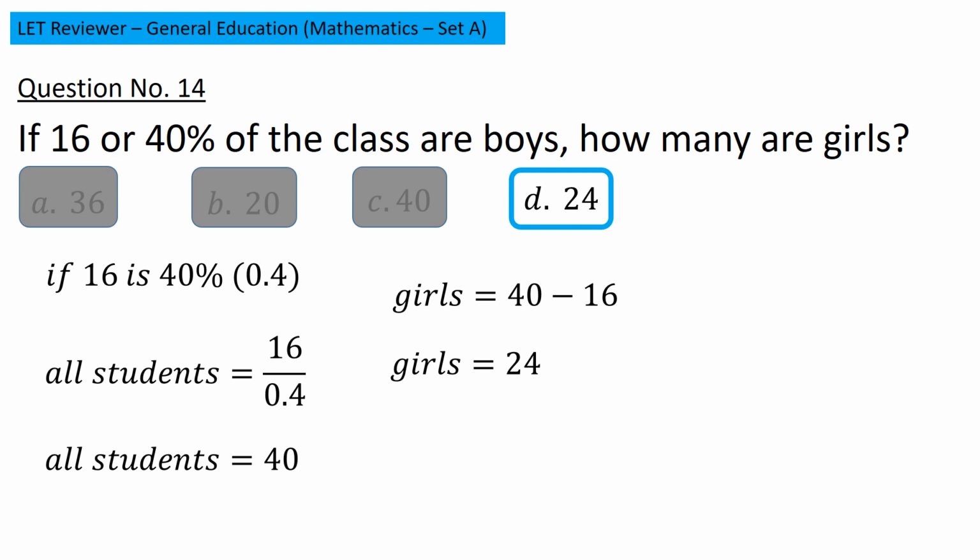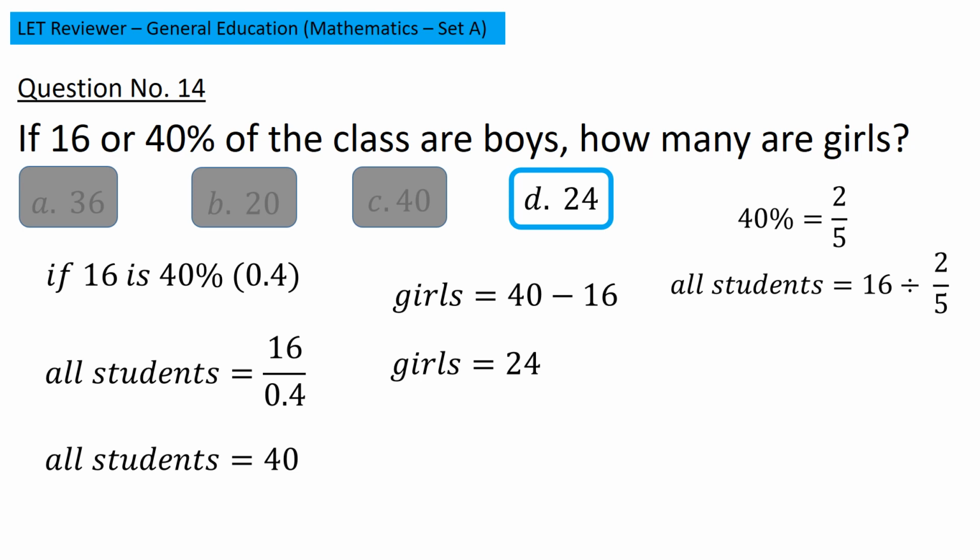Or we can also have an alternative solution. Yung 40% kapag kinonvert natin yan sa fraction is also equal to 2 over 5. Yan yung lowest term na fraction ng 40%. Now, kung hindi natin magamit yung calculator na 16 divided by 0.4, magkamali tayo, ito yung pwede natin gawin. So, using 2 over 5, to get the number of all students, you divide 16 by 2 over 5.